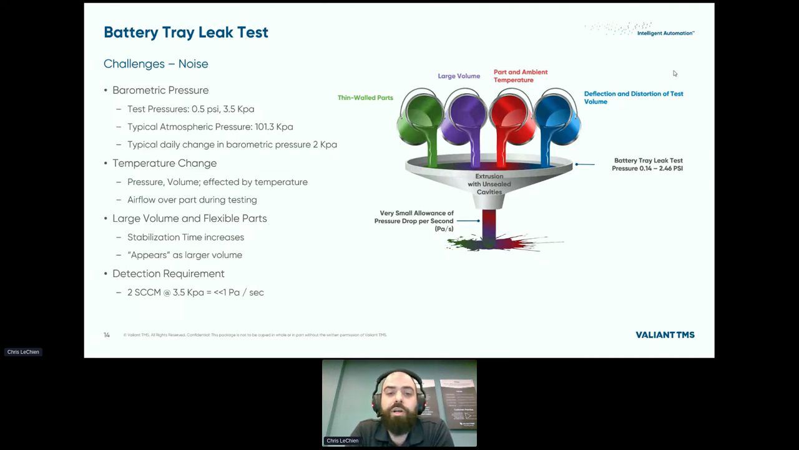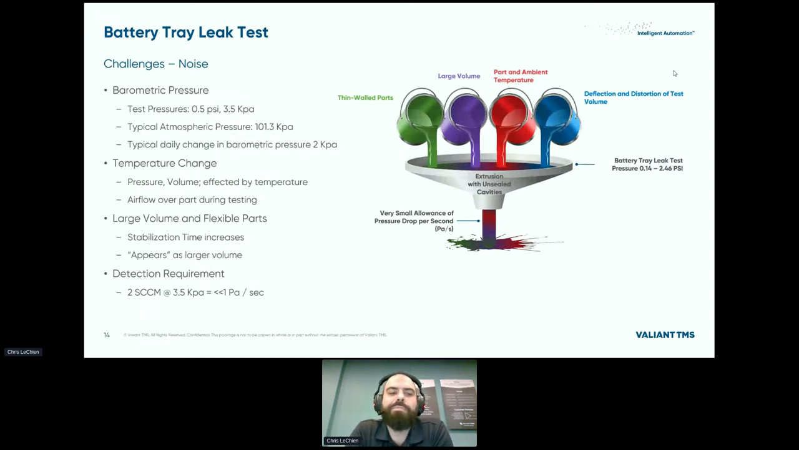Leak testing is used to validate that there's no leak paths within the actual part. It's traditionally been used on automotive components, engine blocks, and cylinder heads to validate the casting integrities. But it's also used on battery trays to ensure that there's no leak paths for water or environmental contaminants to get into the batteries and damage any of the lithium ion cells and potentially cause some sort of fire. But one of the issues with the battery trays in contrast to the traditional automotive components is they have very large volumes, they have very thin walls.